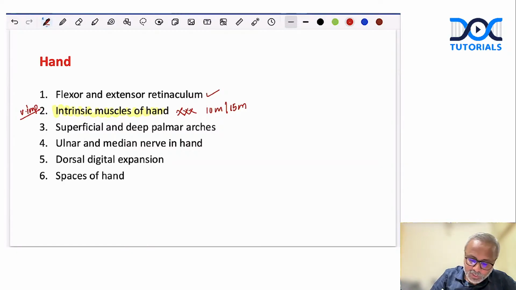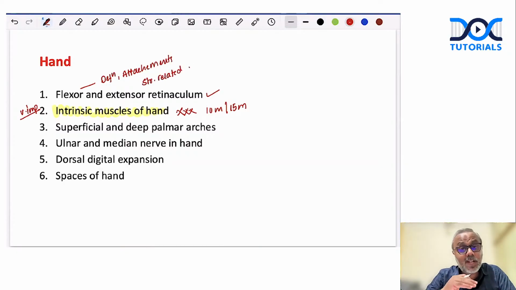What is frequently asked here? So remember, they ask about the definition, they ask about attachments, and then they ask about the structures related, right? For example, in the case of the flexor retinaculum, what are the structures passing superficial to it? What are the structures passing deep to it? What is the anatomical basis behind carpal tunnel syndrome?